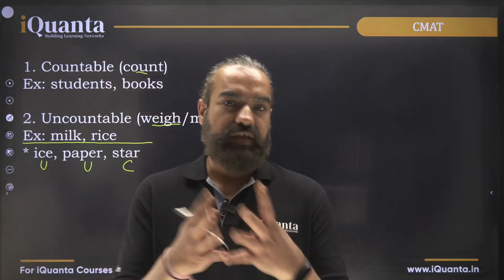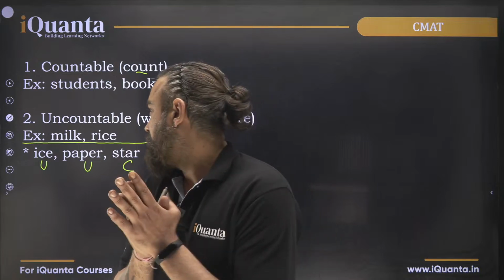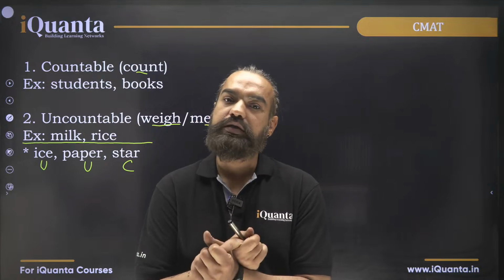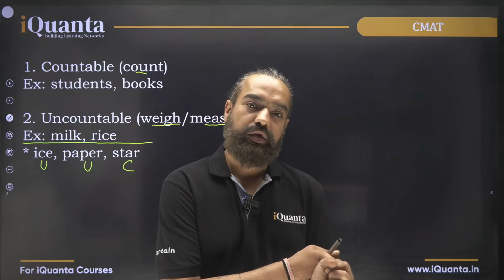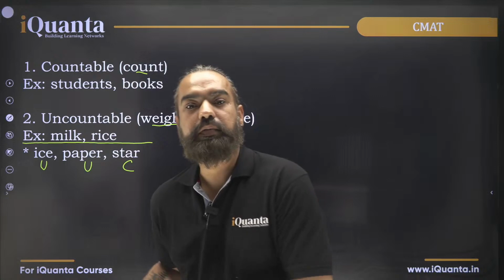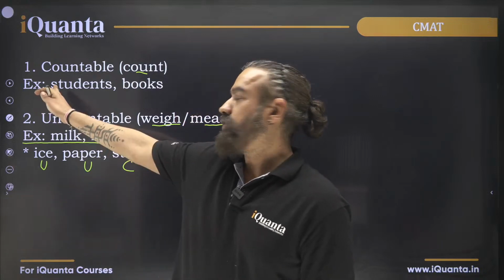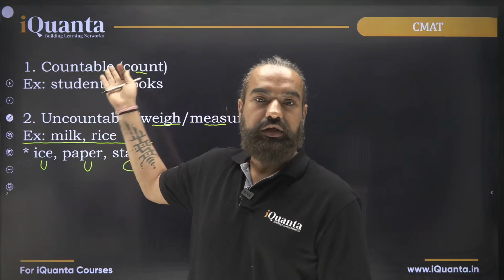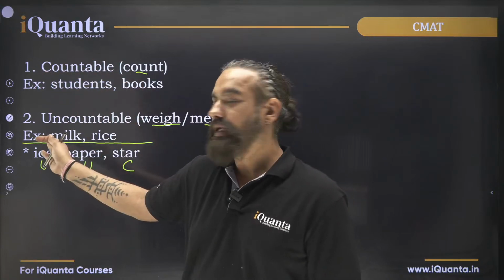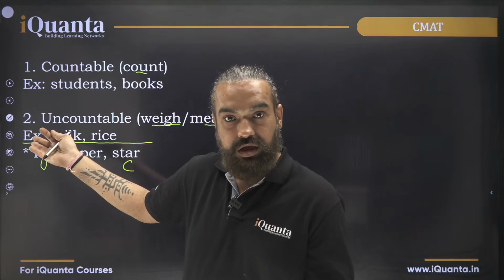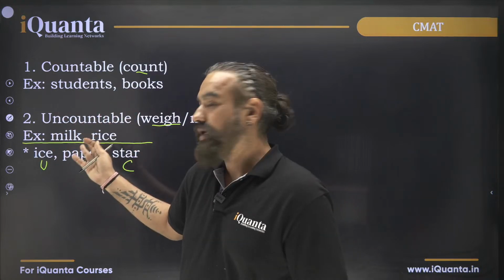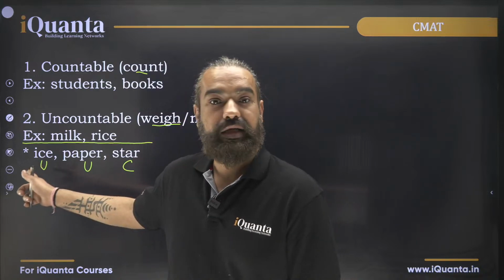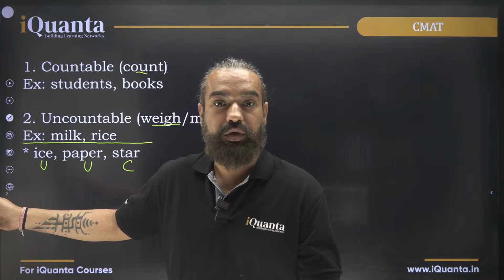Let's simplify this further. Okay. What if I told you only countables can have plurals, uncountables cannot have plurals? Why? Because only countable can have plurals. Like student, singular, plural, students. Book, singular, plural, books. Milk, uncountable. Plural? Rice, plural? There is no plural. Ice, plural? No, there is no plural.